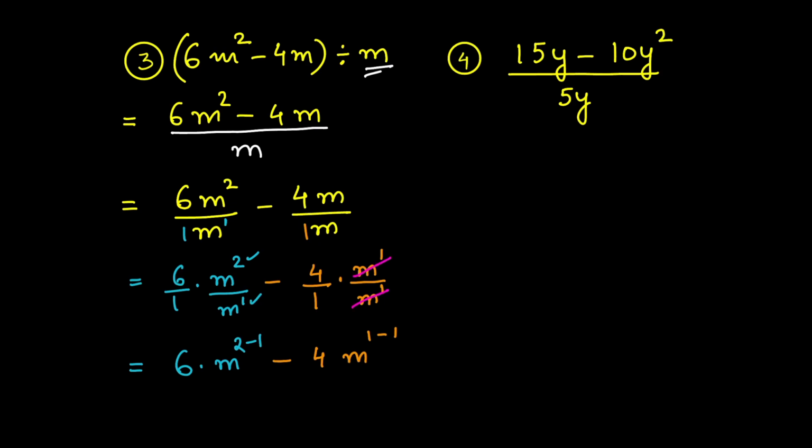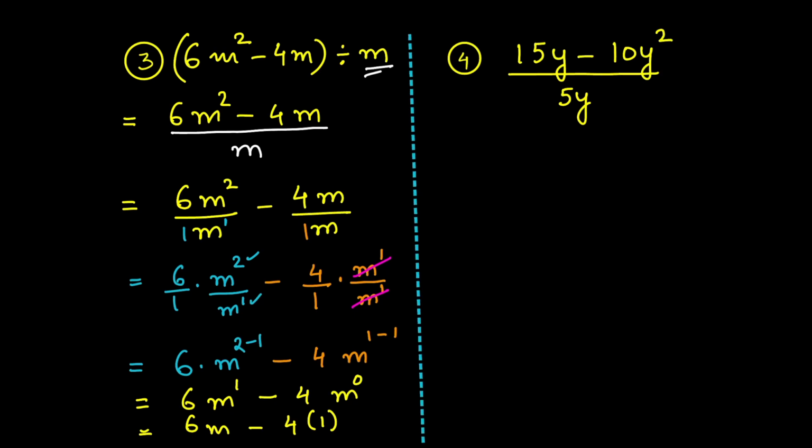So we write this as 6m to the power 1 and minus 4 m to the power 0. Anything to the power 0 is just 1. So we write this as 6m minus 4, because m to the power 0 is just 1. So this is the answer for us, 6m minus 4. Now going to the next example.